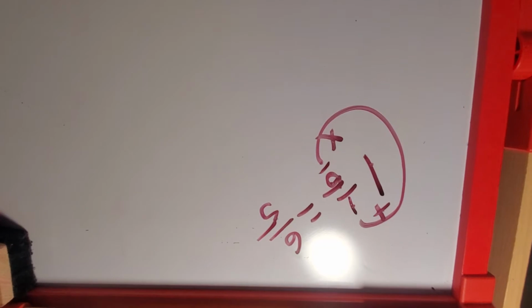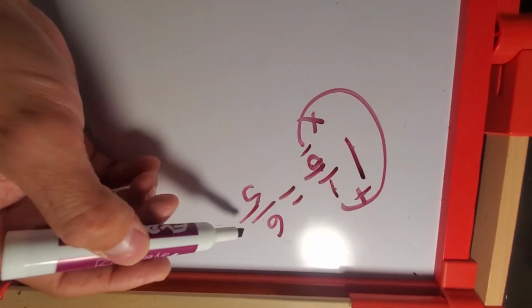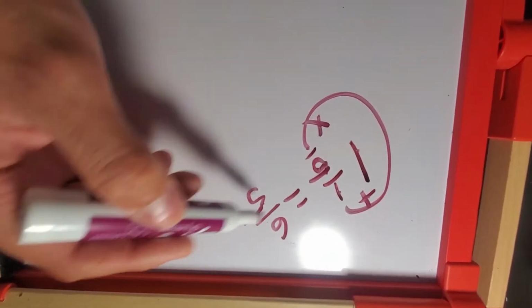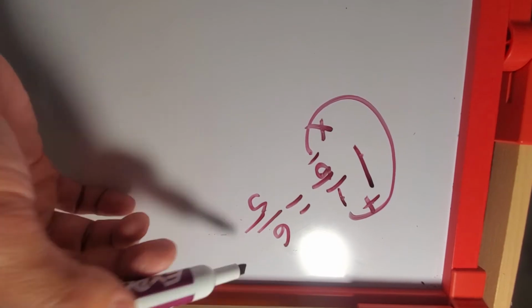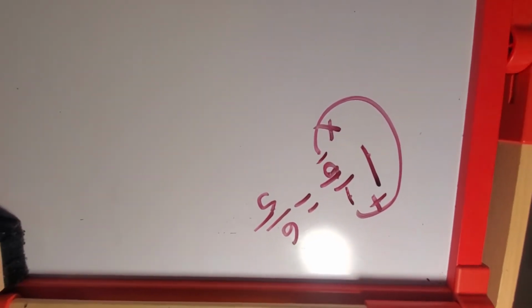But you need to read. They're telling you to convert this into a decimal, not into a fraction. You just converted it into an improper fraction. Yes, these two are the same, but this is a fraction, and they're not asking you for a fraction. They're asking you for a decimal.